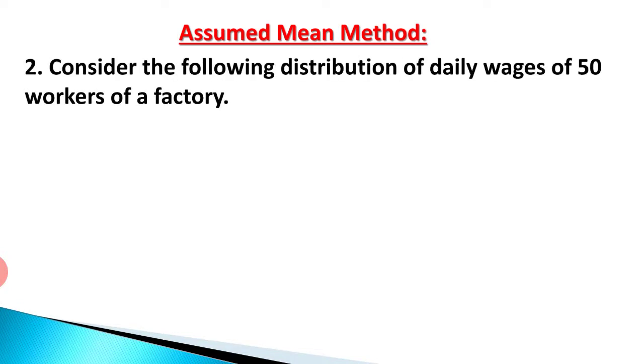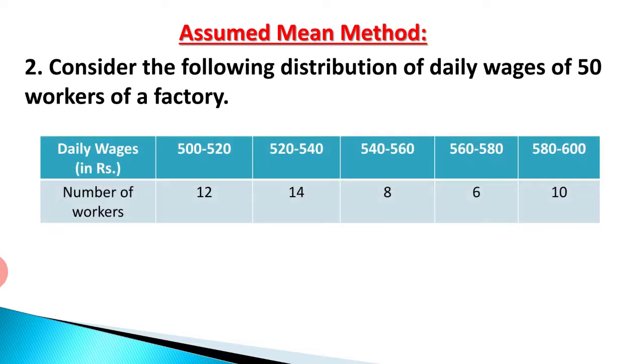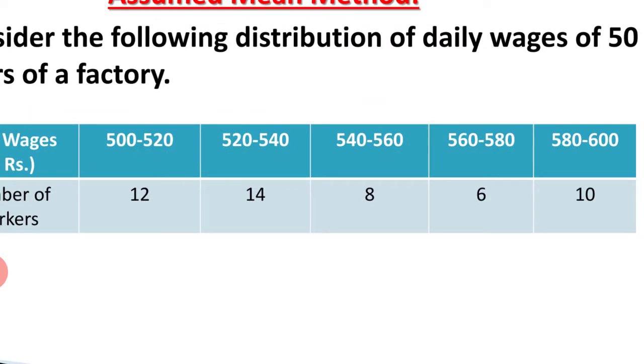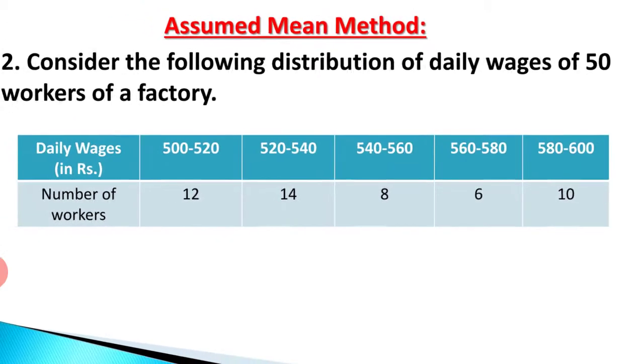Now assumed means we are considering something. So let us study this method by taking another problem, question number 2. Consider the following distribution of daily wages of 50 workers in a factory. The table is there, and the wages start from 500 and end at 600, with intervals of 20, like 500 to 520, 520 to 540, and 540 to 560, and so on. They are in rupees, and the number of workers is also given. You can refer to the table. I have zoomed it for you, so you can see it very clearly now.